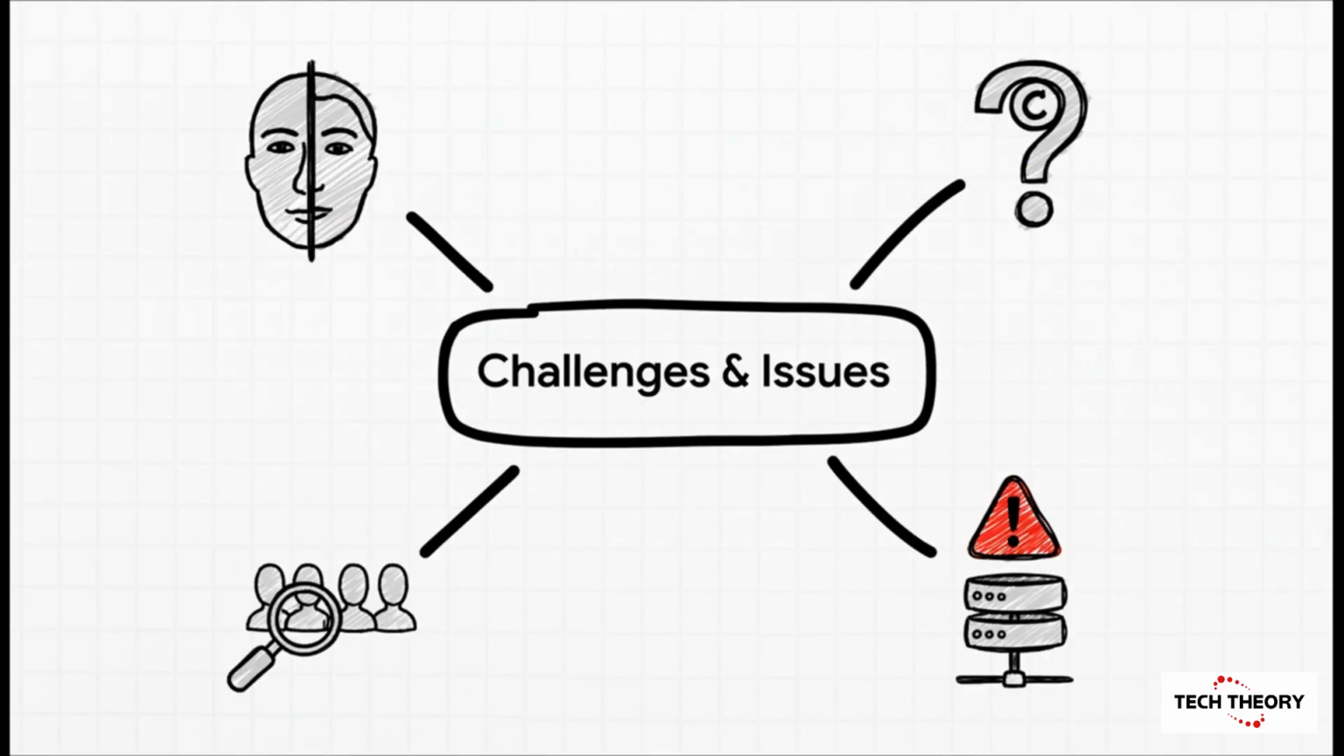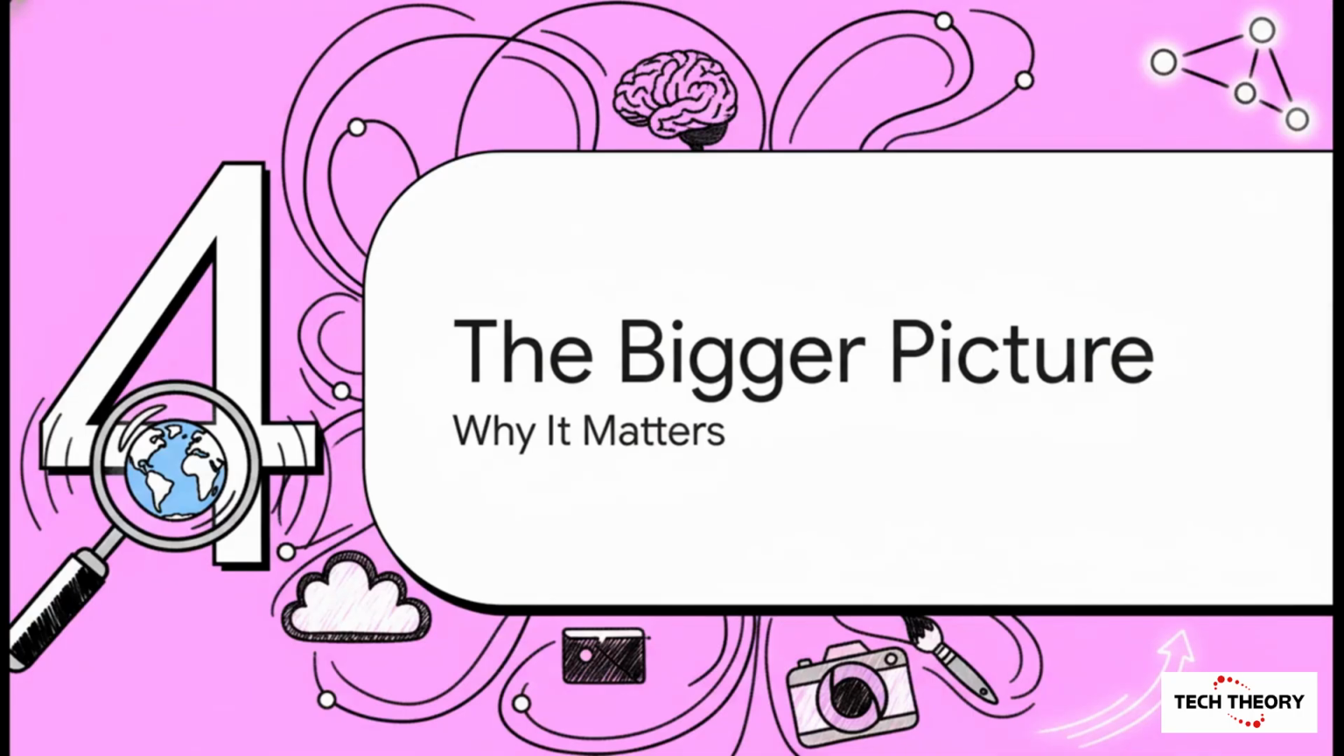There are some serious hurdles, like the ethical minefield of deepfakes, the messy question of who actually owns the copyright to AI art, and dealing with biases that can creep into the images. Oh, and it takes some serious computer horsepower to make it all work. So with all that in mind, let's just zoom out for a second and take a look at the bigger picture here. Where is all of this really heading?